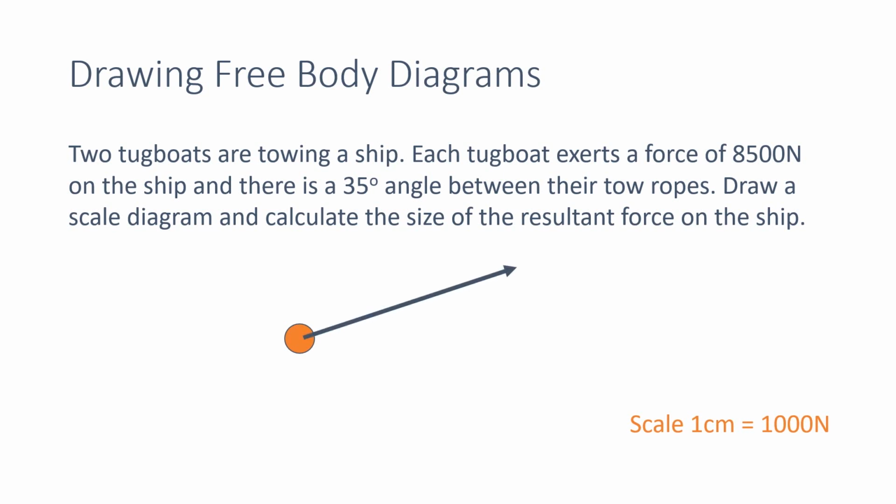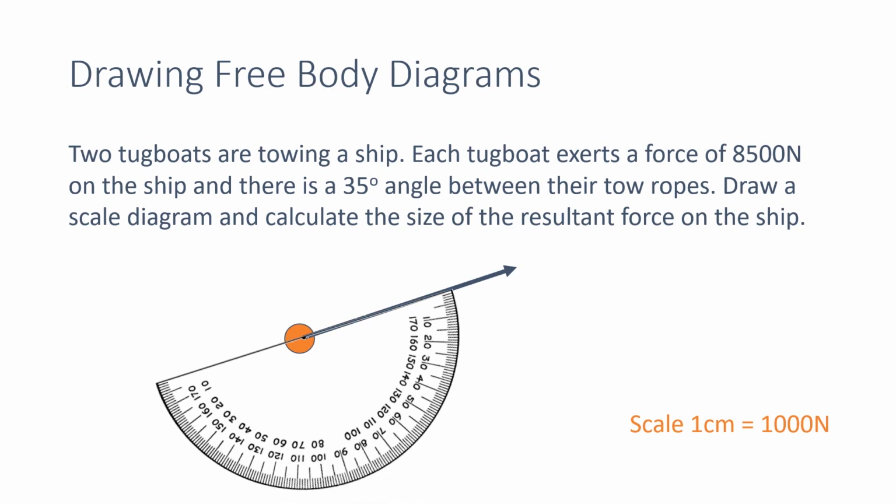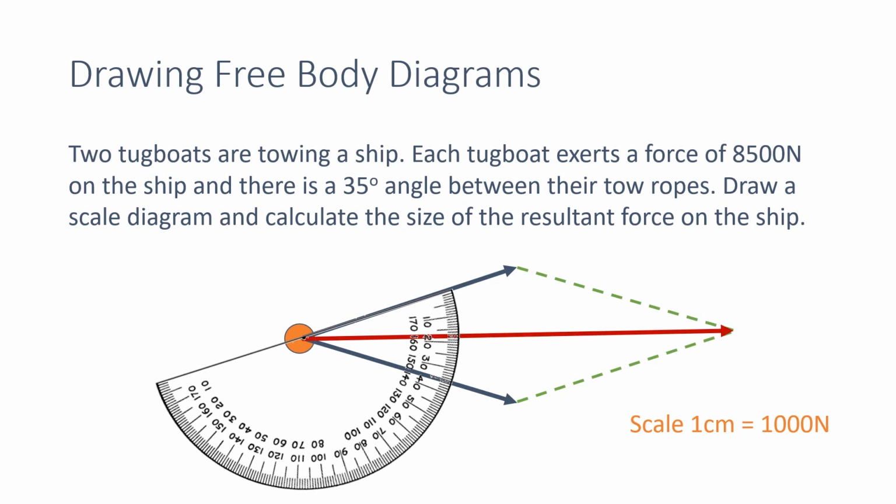I'll then use my protractor to measure an angle of 35 degrees and to draw another line, which again will be 8.5 centimetres long. I'll then construct my parallelogram and add on my resultant force. I now need to measure the length of my resultant force, which is 16.2 centimetres. According to my scale, to convert from centimetres into newtons, I need to multiply by 1,000. So my resultant force will be 16,200 newtons.